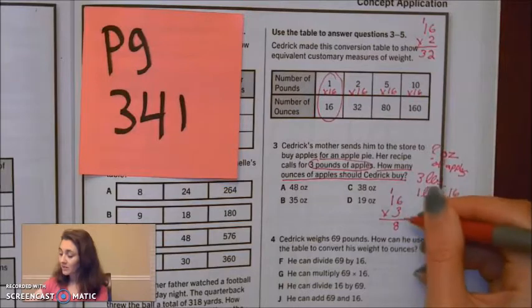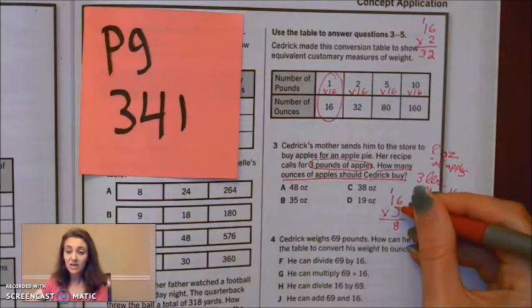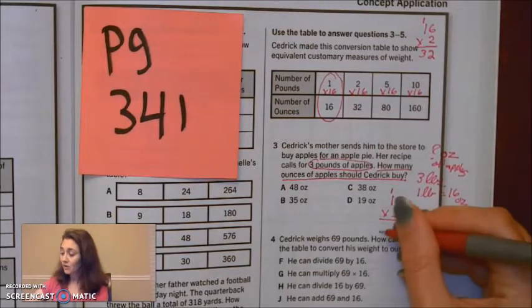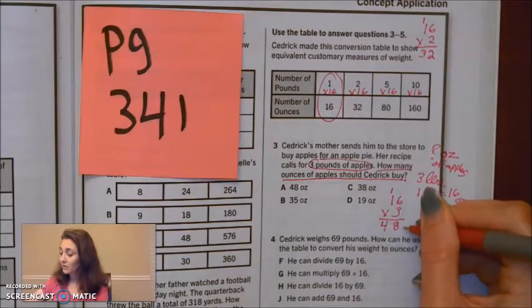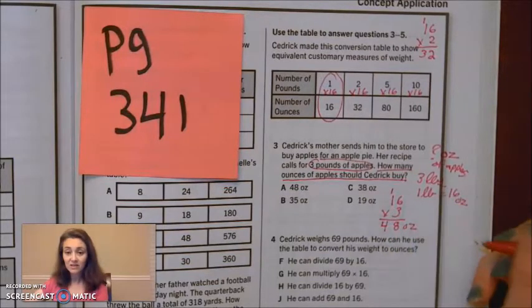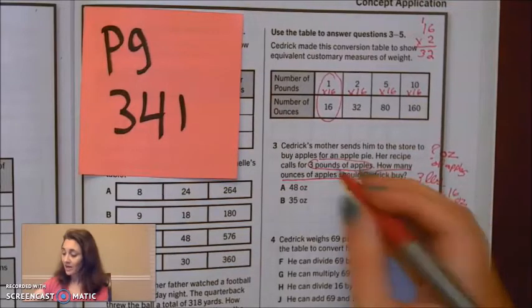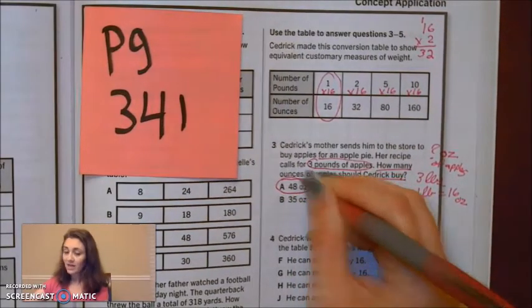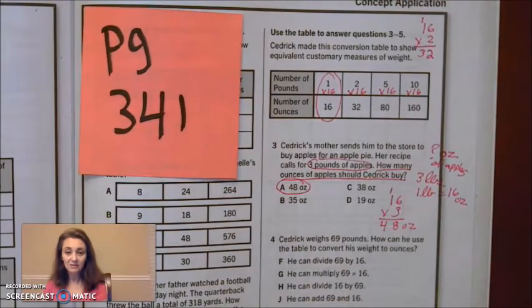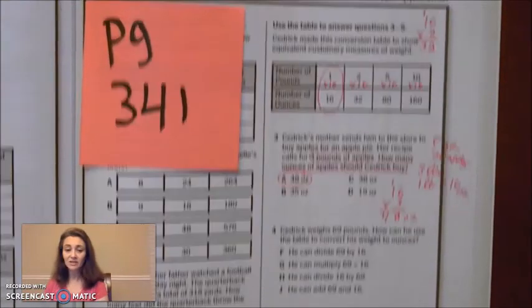1 over my tens place. 3 times 1 is 3. Plus 1 more is 4. 48 ounces. Let's see if that's one of our answer choices. Sure is, right here. Letter A. 48 ounces is our best answer. All right, we're going to move on to the next question.